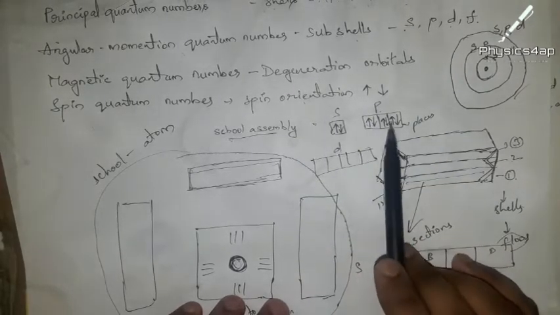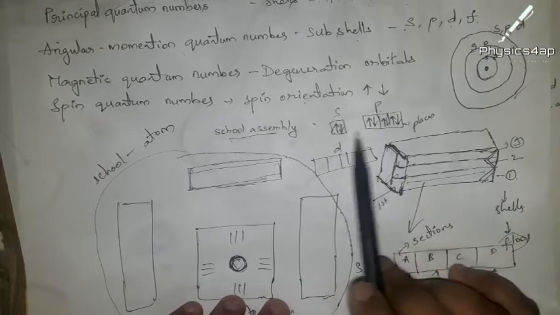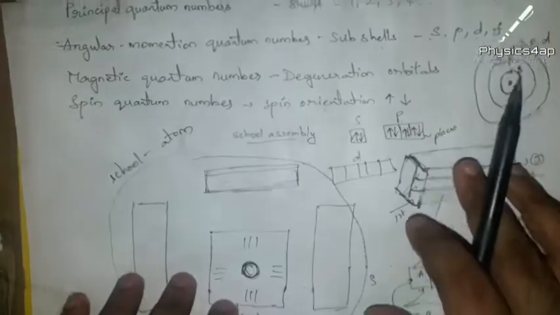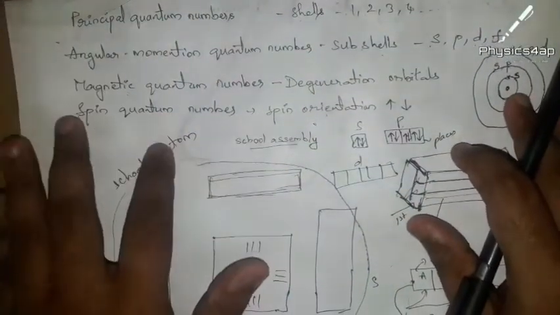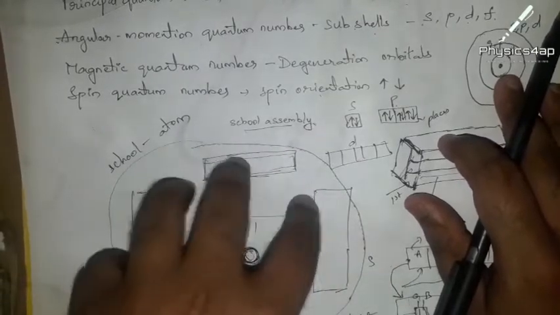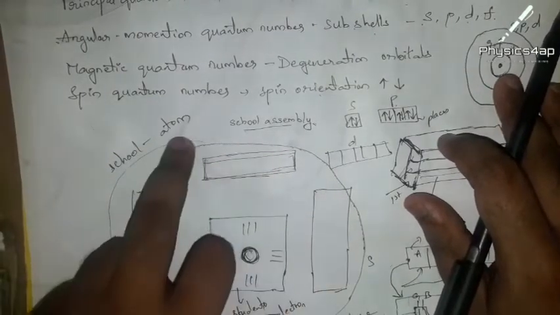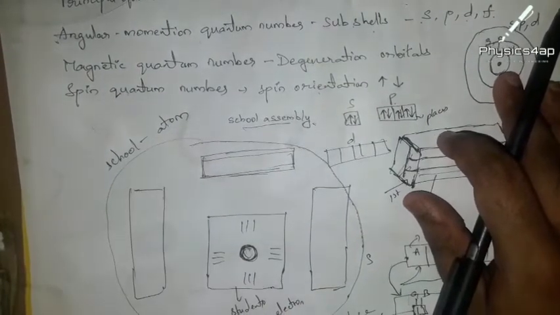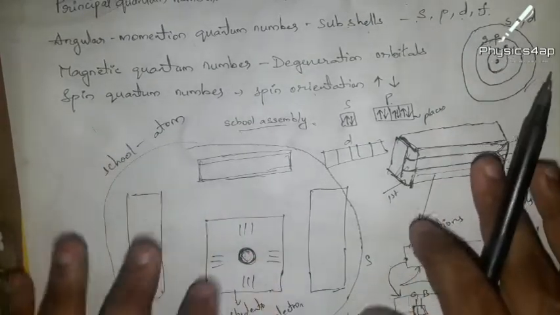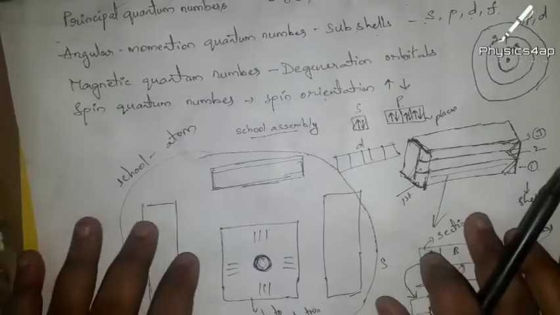That is plus half or minus half, that is, a clockwise or anti-clockwise direction of the arrangements. So this is the best example to make you understand the four quantum numbers with the help of a school. The whole school is considered to be the atom, and you students are taken to be the electrons. So this is about the quantum numbers with an example.